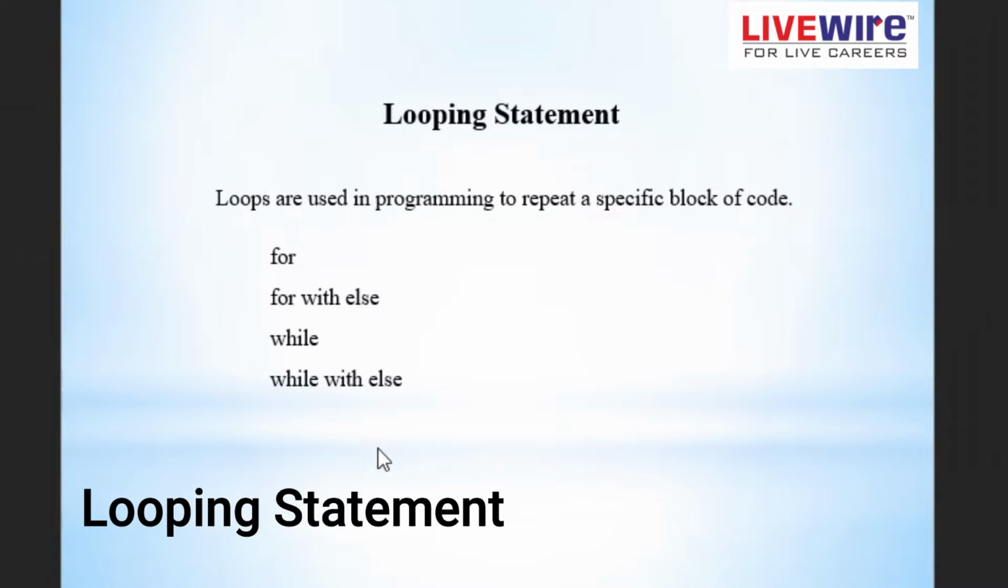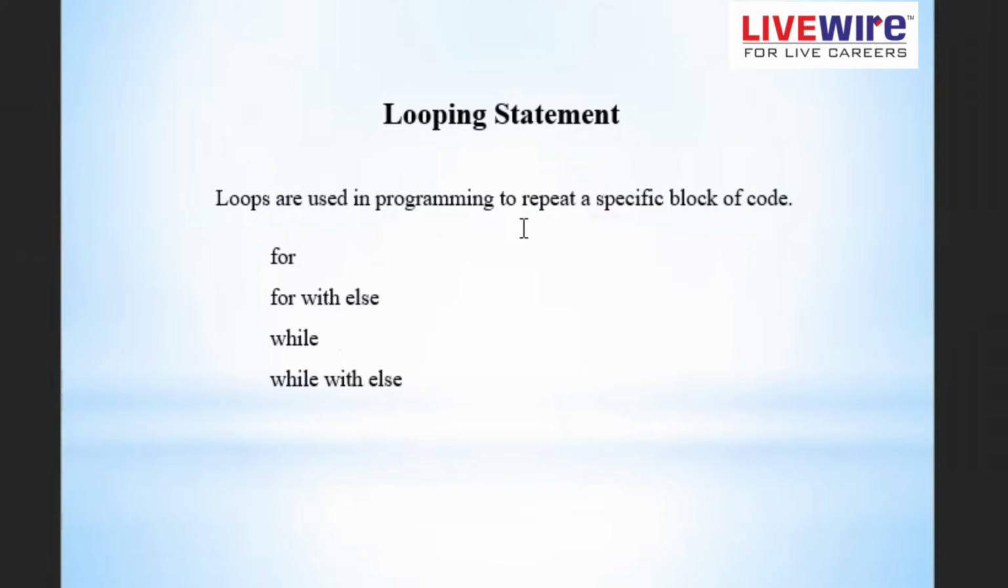The next topic, looping. Loops are used in programming to repeat a specific block of code. There are two types of loop: for and while, and we are using for with else and while with else. First we'll see the for loop.